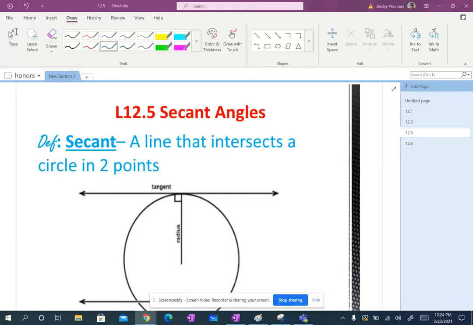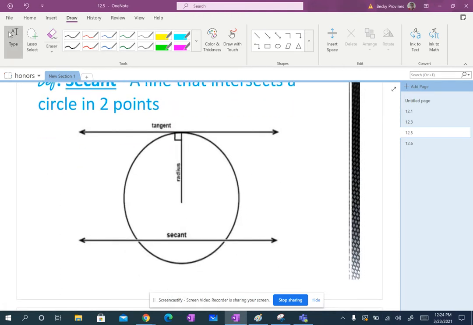Hi, today we're going to go over secant angles. The definition of a secant is a line that intersects a circle in 2 points. Just keep in mind a tangent touches in 1 point and a secant touches in 2 points.